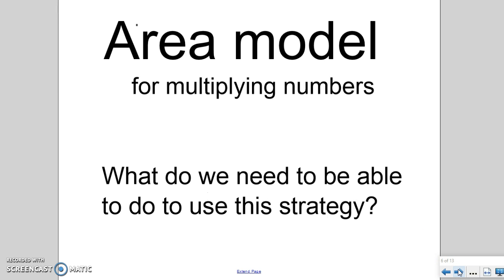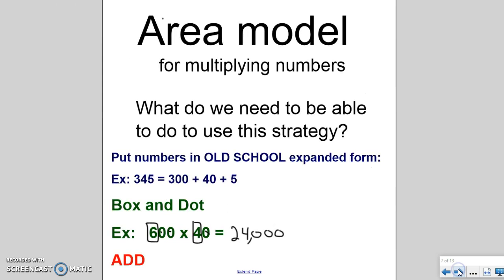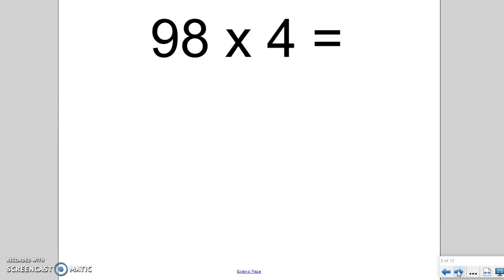And so there's a couple different skills we need to have in order to be able to use the area model. First of all, we need to be able to put numbers into old school expanded form. For example, if we're working with the number 345, we know that that really means 300 plus 40 plus 5. We also need to know how to box and dot in order to use the area model. So 600 times 40, box the fact and multiply, that got us 24, and then dot our zeros. And then you do need to know how to add numbers. And we haven't really worked on that much, so if you struggle with that, pay really close attention when we get to that step.